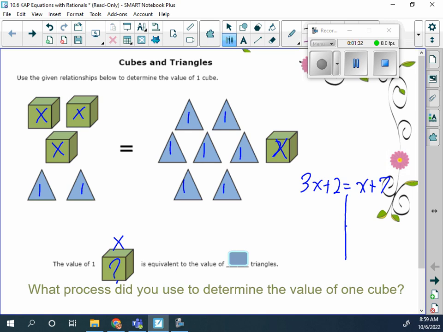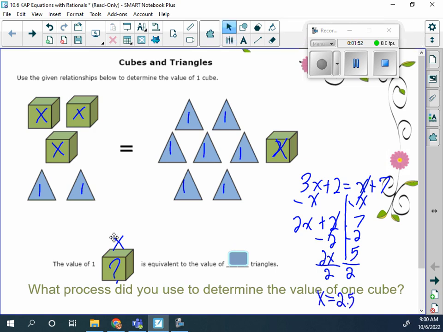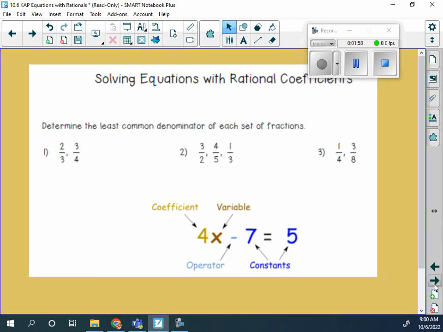What would we do? Minus x on both sides. And what did we get? 2x plus 2 equals 7. Then what? Minus 2, minus 2. So we get 2x equals 5. Then what? Divide by 2, divide by 2. So x equals 2.5, which was correct. Okay?